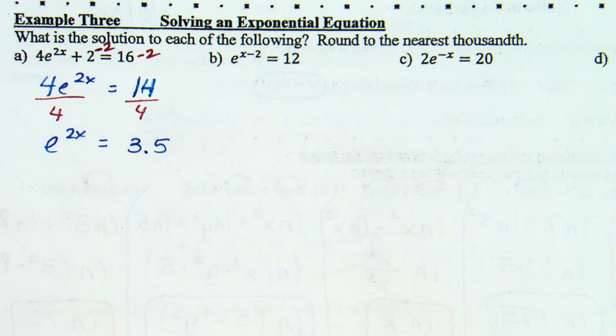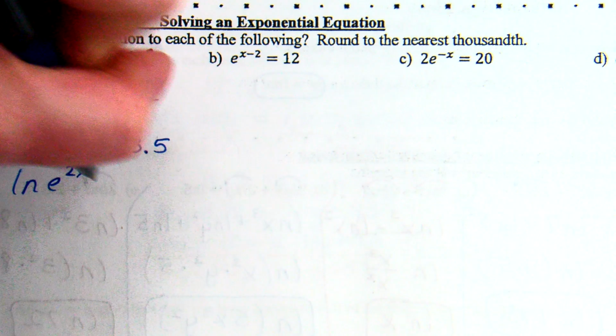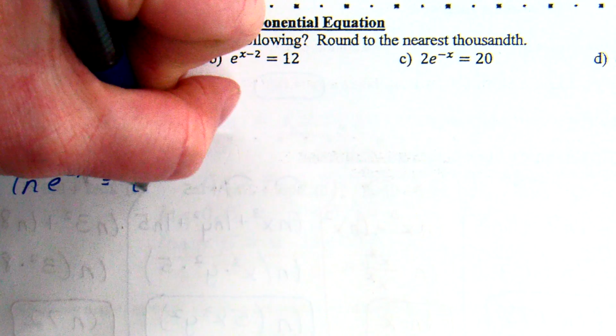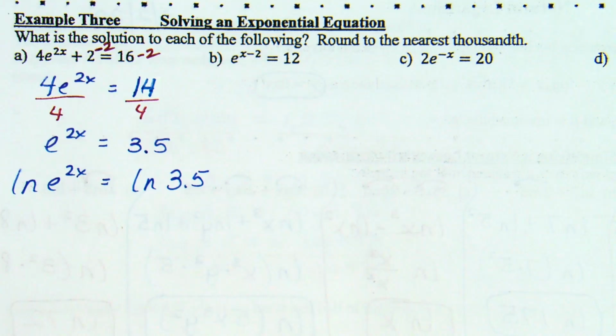We're going to take the log of both sides, except because this is base e, what type of log should I use? Natural log. So we're going to take the natural log of both sides. This is going to be the natural log of e to the 2x equals the natural log of 3.5. Once you realize something on the left side, this equation becomes very easy.